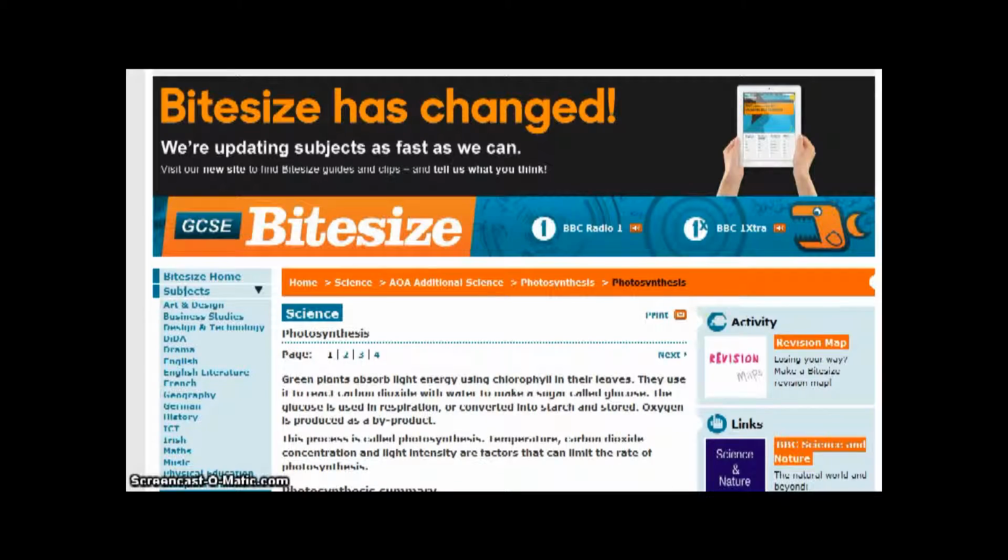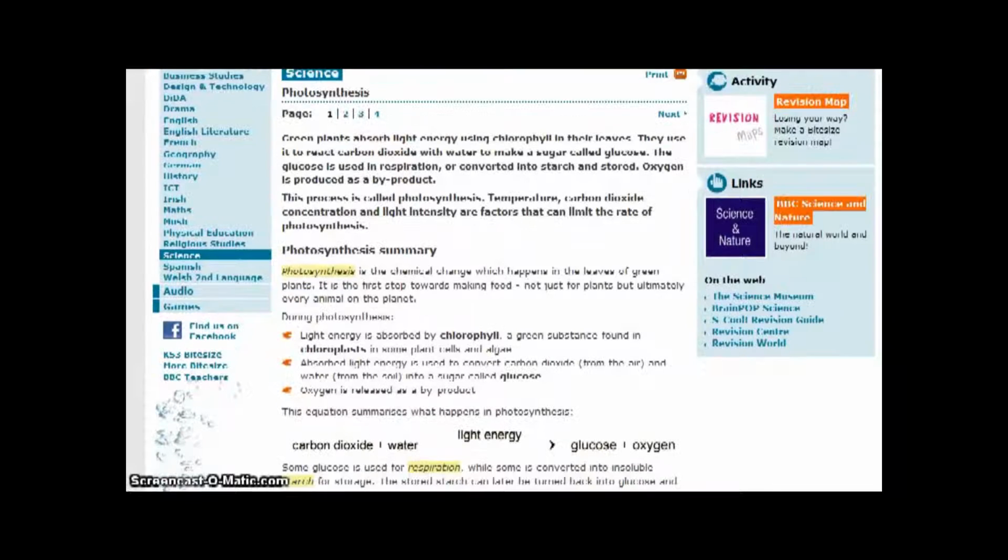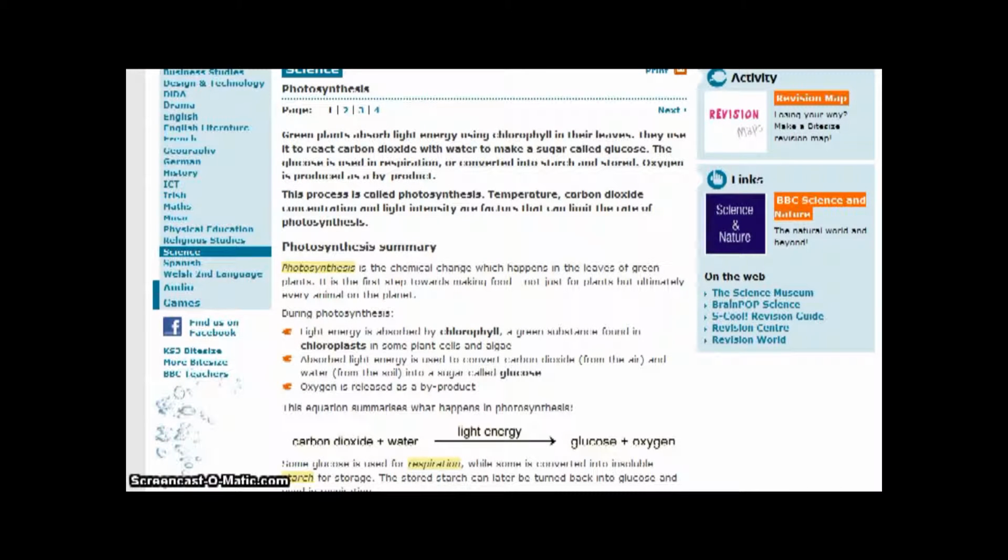Today we're looking at photosynthesis in one of my basic videos. So, photosynthesis is the chemical change which happens in the leaves of green plants. It makes food and then, after a while, releases energy for the plant in basics, but that involves a lot of other processes.